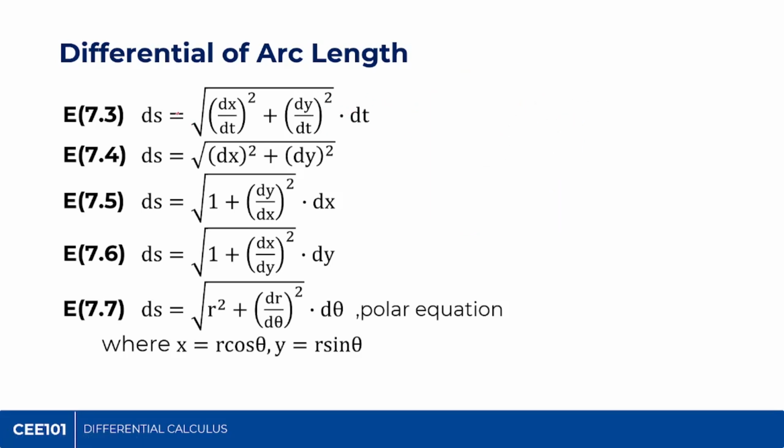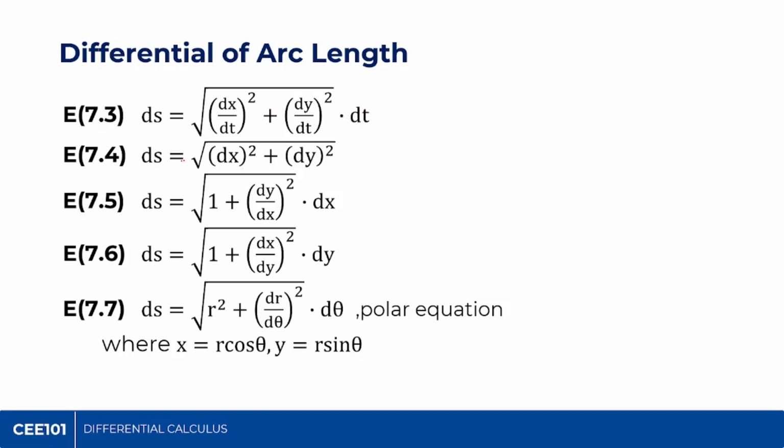Okay, we have here ds is equivalent to the square root of the first derivative of x with respect to our parameter t, squared, plus the derivative of y with respect to our parameter t, also squared, then you multiply it by dt. Now take note, guys, that the dt should be outside the square root, not inside the square root.